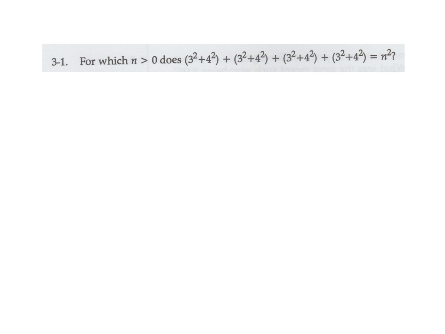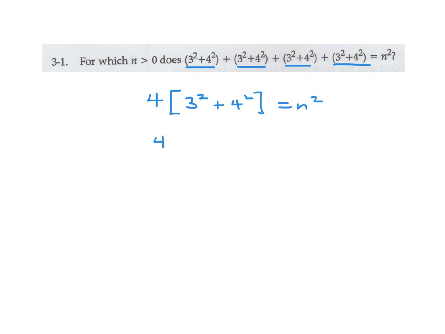For which n greater than 0 does that expression equal n squared? Okay, well, I looked at this and they look all the same to me, so it looks like there's 4 of them. So 4 of those guys, which are 3 squared plus 4 squared, and that is n squared. So we can combine them pretty quickly.